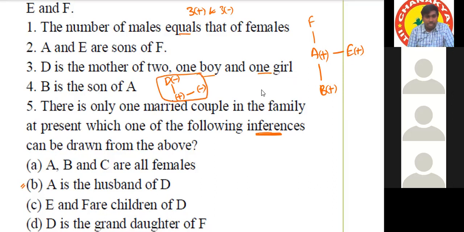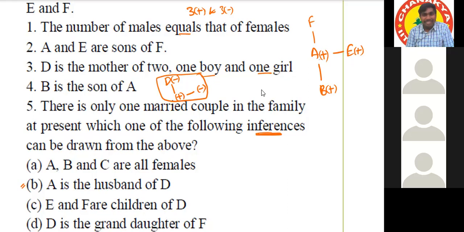And one more statement is there: there is only one married couple in the family. Where can we place this one? We cannot make D the wife of F, because there is only one married couple. D has one male, one female, but there are already two males. Yes, sir. Next, for F, we cannot, sir, only make it possible for D.